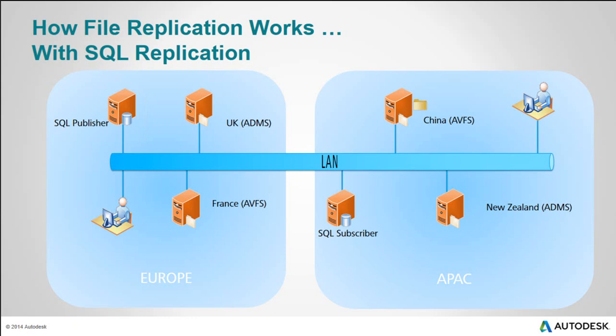If they try and get a copy of that file, what happens now? Exactly the same as before. They send a request to their vault server asking for the file. ADMS A, or the UK ADMS, asks the SQL publisher, where is the file? SQL tells the UK ADMS that the file is on the China server. So ADMS in the UK then sends an HTTP request to the China AVFS for the file. The China AVFS then sends the file in a SOAP packet over HTTP to the UK's ADMS.